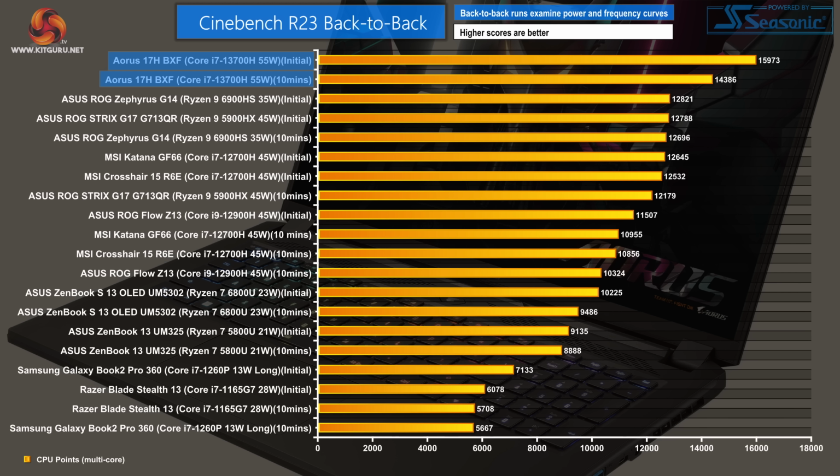And that point is highlighted clearly with our back-to-back Cinebench test. After 10 minutes of sustained runtime, the score drops from almost 16,000 points to just under 14,400. That's a reduction of 10% versus the single run score that includes the initial high turbo frequency. Even so, you're still getting a powerful chip after sustained loading.